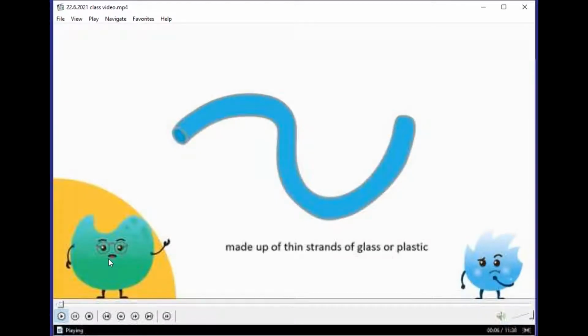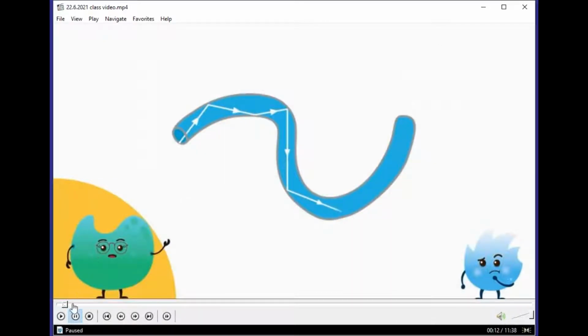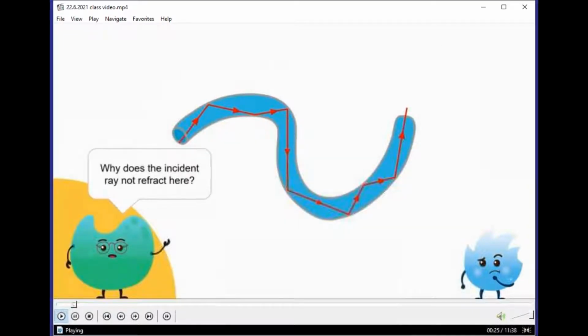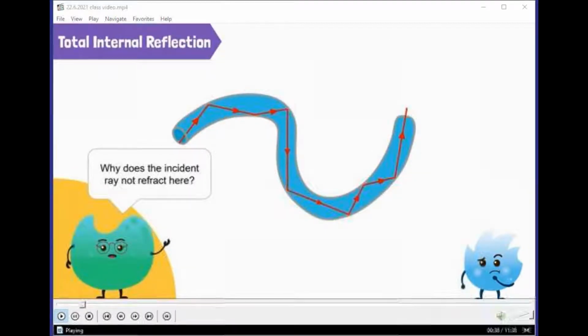Cable is made up of thin strands of glass or plastic. These strands carry information between two places in the form of light. As you know, glass is a dense medium that refracts light, but light does not refract inside a fiber optic cable. Do you know why the incident ray does not refract here? Well, we can understand the reason for this once we understand the process of total internal reflection.